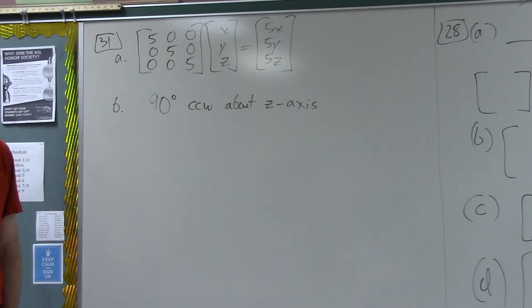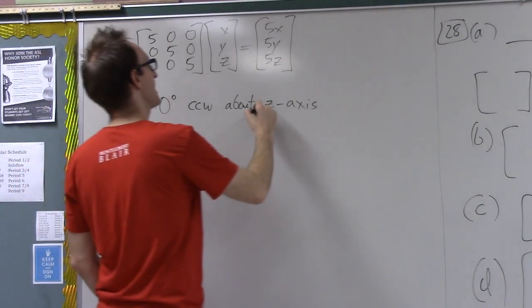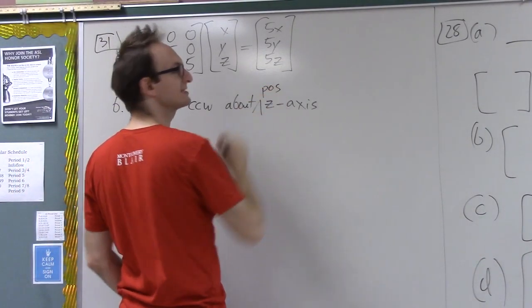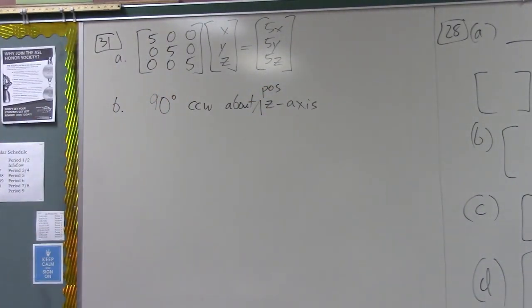What was the trouble? Yeah. I wasn't really sure, it's 90 degrees counterclockwise, so I wasn't really sure. Yeah, which way are we looking at it, right? From above or from below? It's a little unclear. So I think we should say about the positive z-axis. I think that makes it more clear.